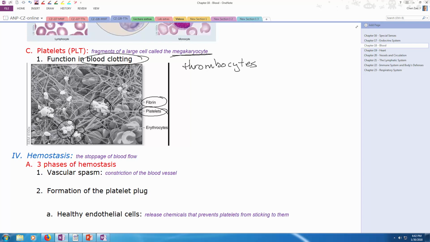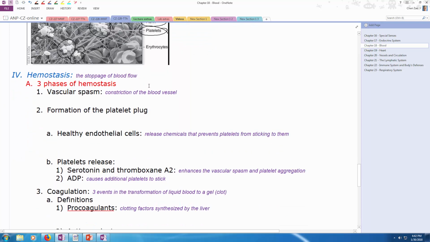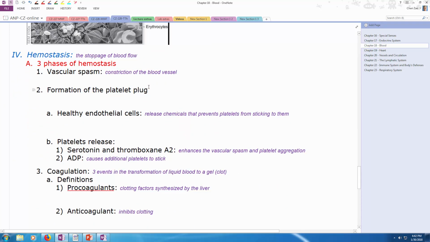So this is all around the wound. The platelets are stuck to the wound. They're also stuck to these threads, and these threads act like sutures. And the platelets act like surgeons. Because what do surgeons do with sutures? They put them in a wound and they tighten them up. So we're going to talk about that now. So hemostasis, the stoppage of blood flow.